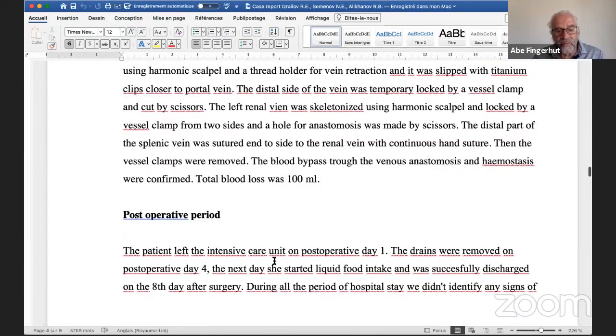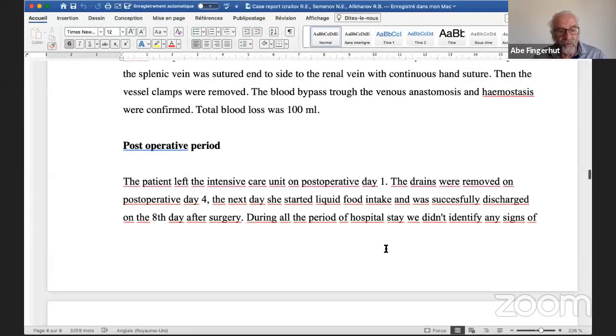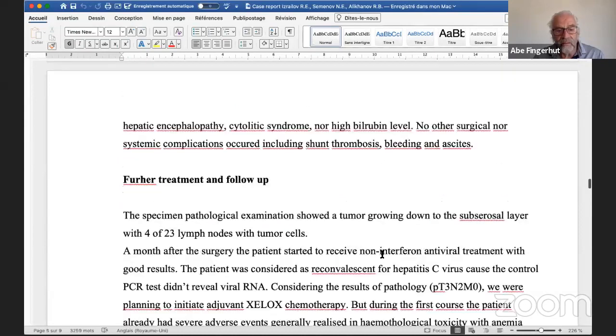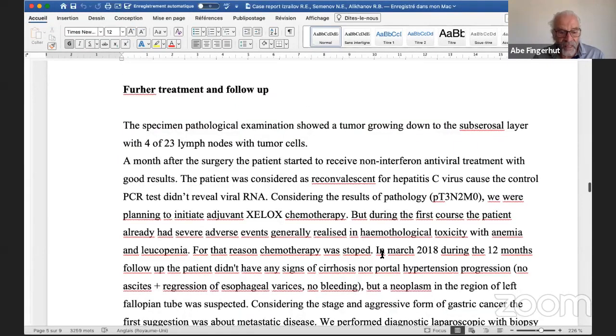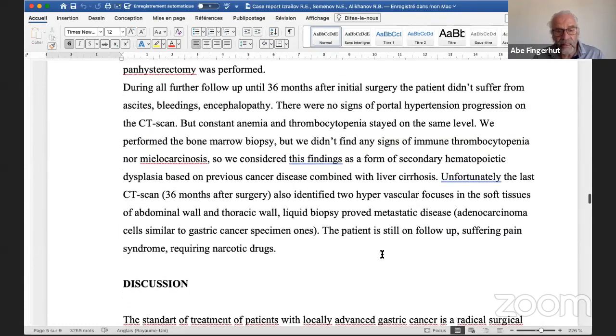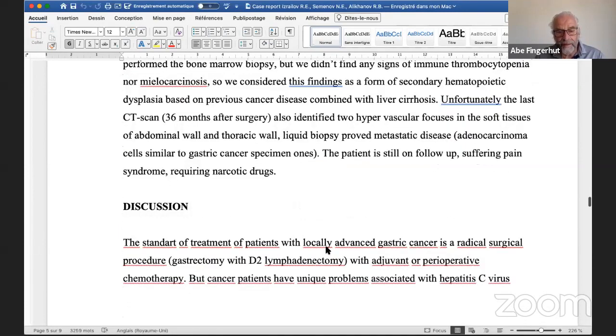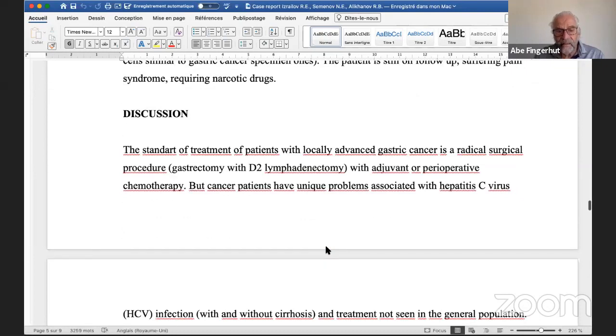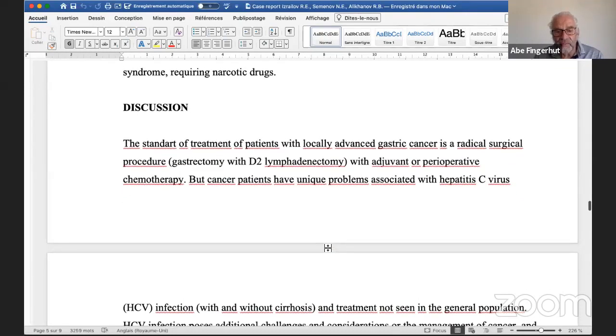Then the post-operative, okay, very short, that's good. Further treatment. Okay, this is probably too long, we don't need it. Now let's go to the discussion. The first part of the discussion is what? The standard of treatment, you're giving a general statement. No, this is not what the discussion should be.